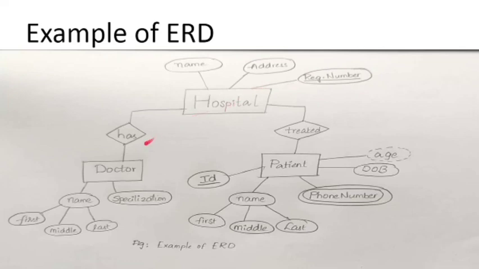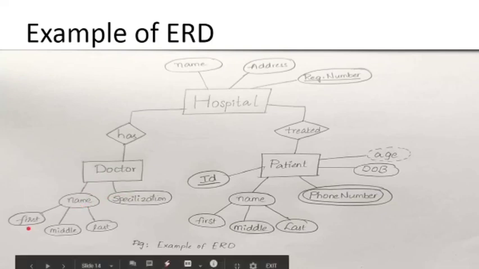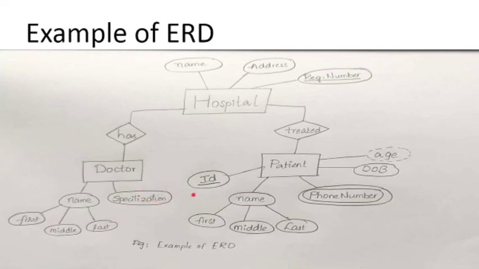Okay, we have doctors also. So the doctor has name and specialization. The name can be further divided, right? So that's why I represented it as first, middle and last. Okay, and some specialization we have. After that we have patients. Patients have ID, name, phone number, date of birth and age.